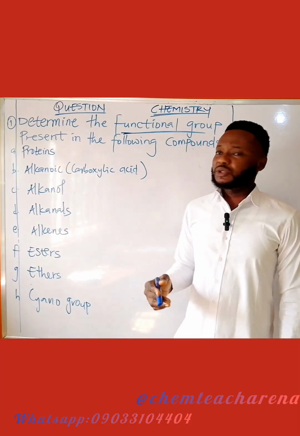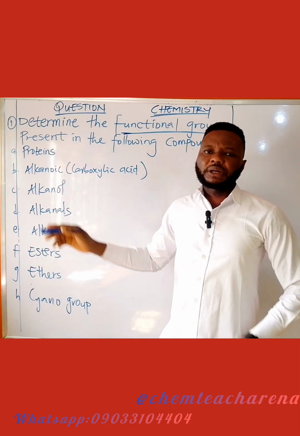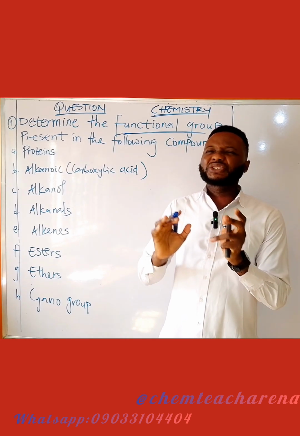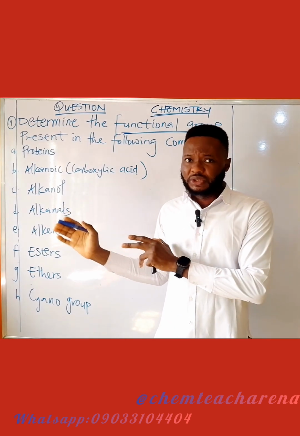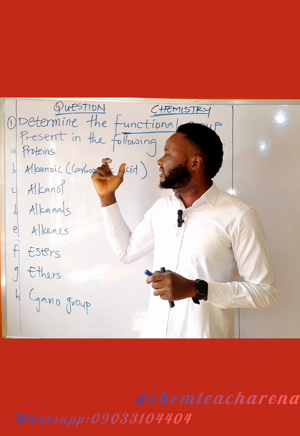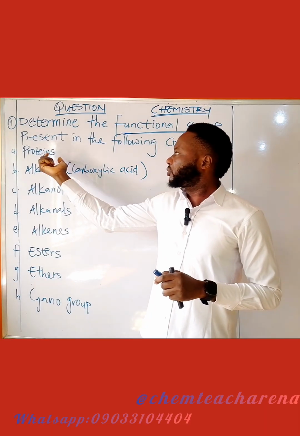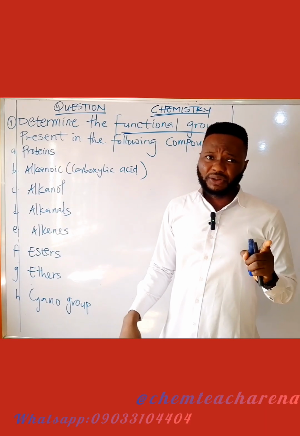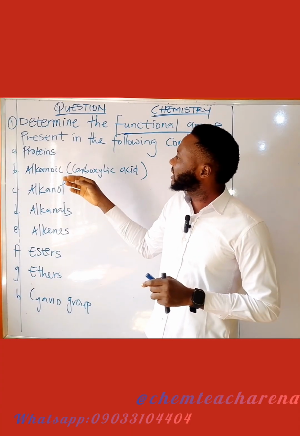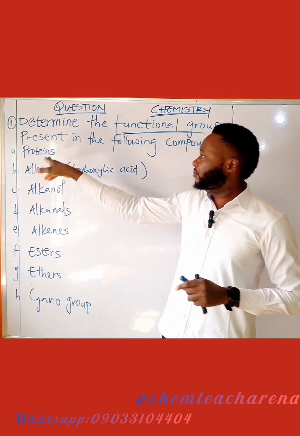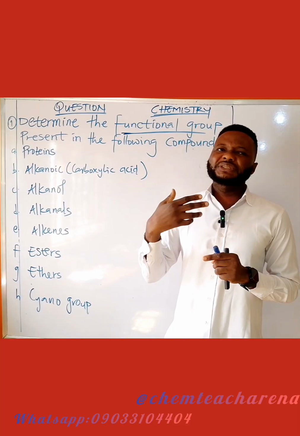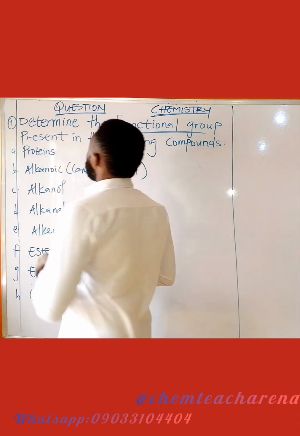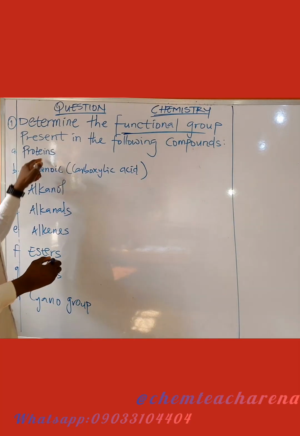So we pick the first one, which is the protein. When we talk about protein, we said that amino acids are the basic structural units of protein. So the end product of the digestion of protein is amino acid. Whenever they ask you to determine the functional group present in protein, automatically you are going to determine the functional group present in amino acid. So protein contains amino acid.